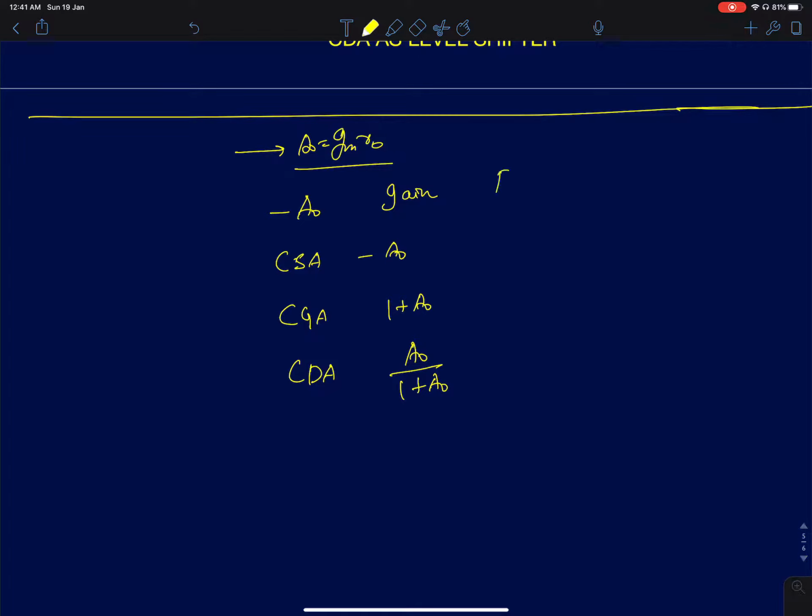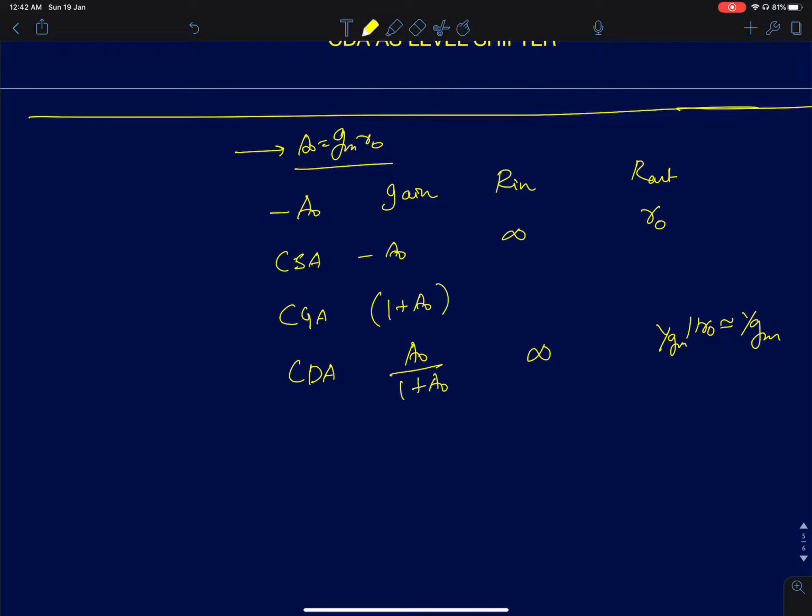And Rin of a common source amplifier is infinity. Rout of a common source amplifier, for the simplest common source amplifier, is r naught. And for a common drain amplifier, again, Rin is infinity and Rout is approximately 1 by gm. It is actually 1 by gm in parallel with r naught, but this is approximately equal to 1 by gm.